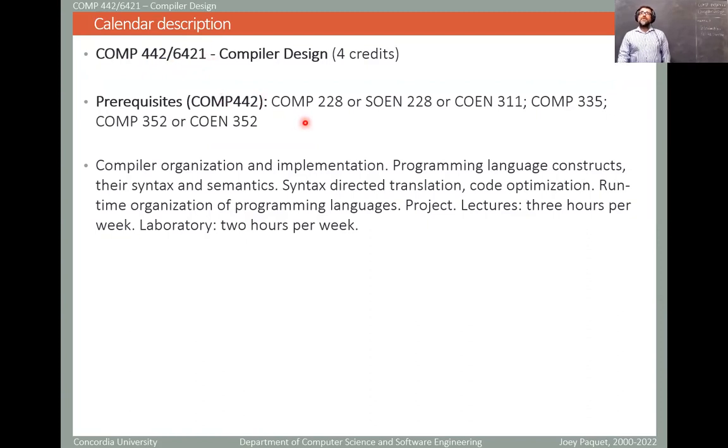If you're an undergraduate student, then you need to have either of these three courses, which is basically low-level programming that we need in order to do the code generation for the compiler. There's COMP335, which is theoretical computer science, as the compiler makes use of the theory that you've learned in such a course. And then there is COMP352, which is data structures, which we also heavily use in this course.